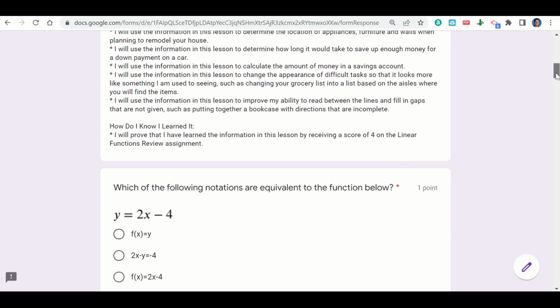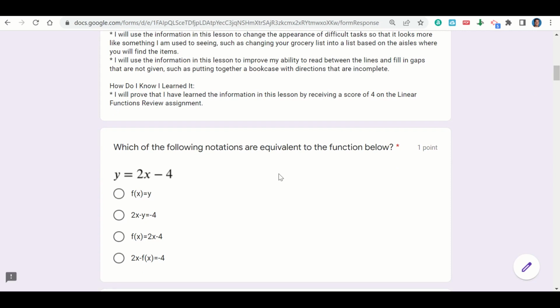So the first one says, which of the following notations are equivalent to the function below? It says y equals 2x minus 4. And what we should remember is y and f of x mean exactly the same thing. So all I would do is change y to be f of x. So this should say f of x equals 2x minus 4. And that's this one here.